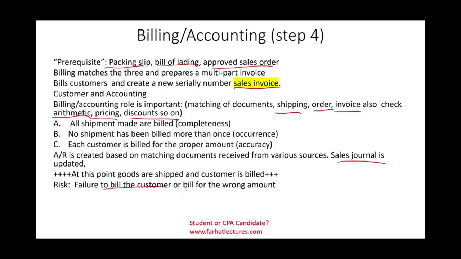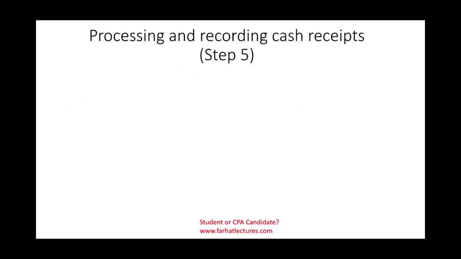Okay, or we bill them for the wrong amount. That could be a problem too. And if we bill them for the wrong amount, sometimes the customers don't call if you underbill them. They're not going to complain about this. What are the control processes here? Reconciliation process. Make sure you are matching the approved sales order to the packing slip to the bill of lading. Everything is being matched. Everything is properly recorded.